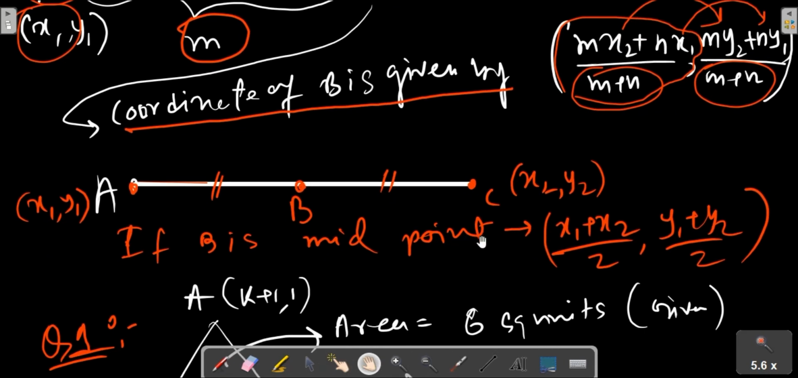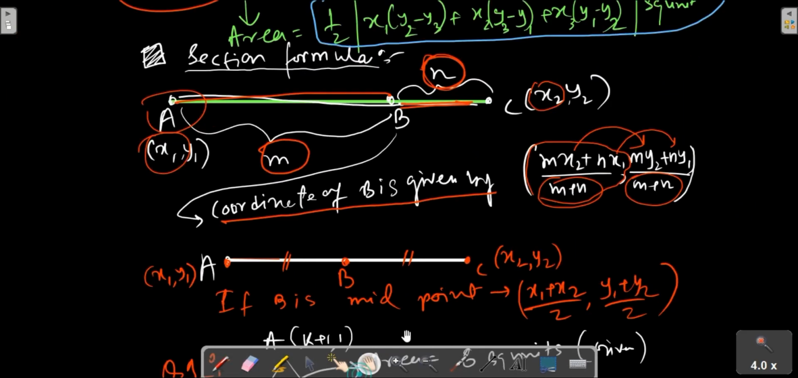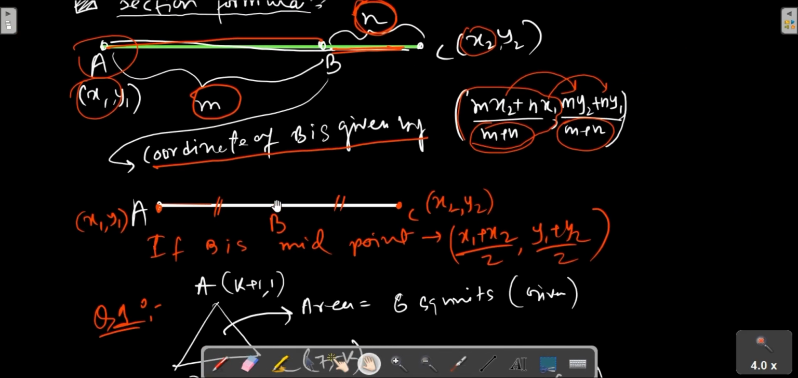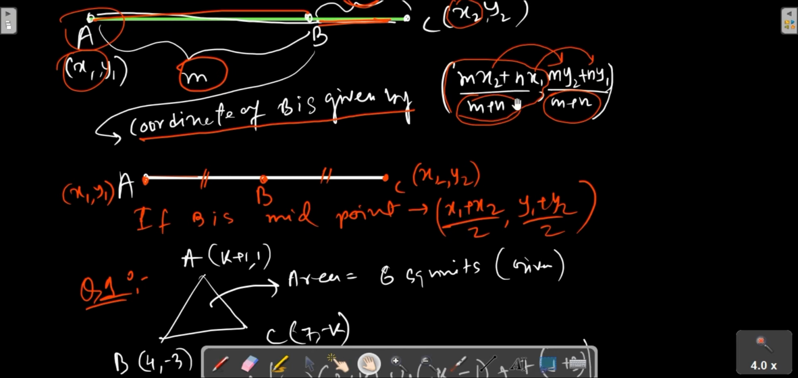And now from this same formula, suppose B is at the middle, meaning B is the midpoint of the segment AC, then the formula becomes much simpler. You just add the x, like x1 plus x2 divided by 2, comma, and add the y divided by 2. So adding the x divided by 2 will give you the x part of the coordinate of B, and adding the y part divided by 2 will give the y part of the coordinate of B.